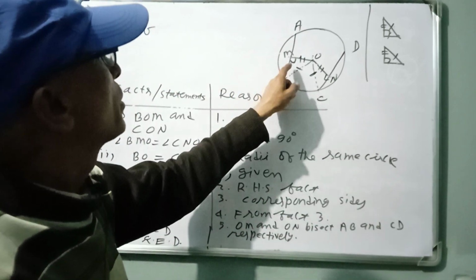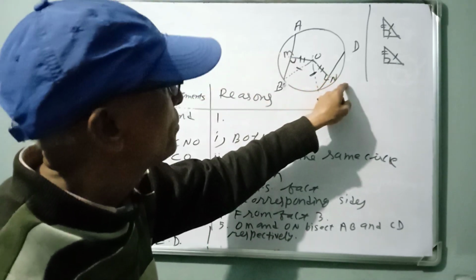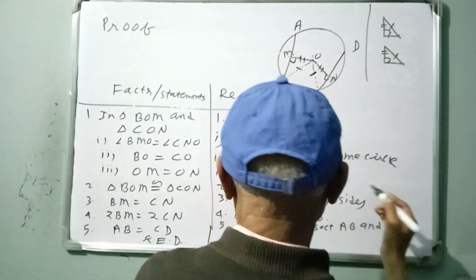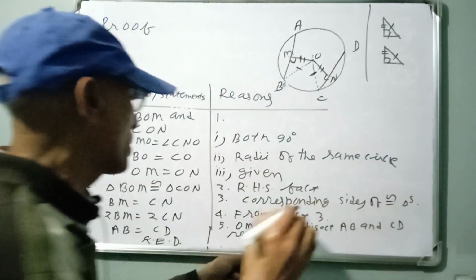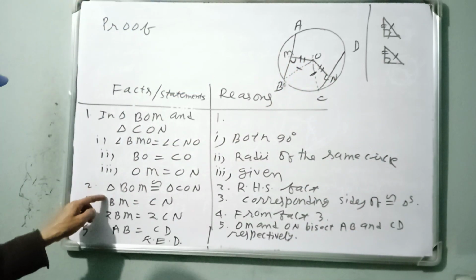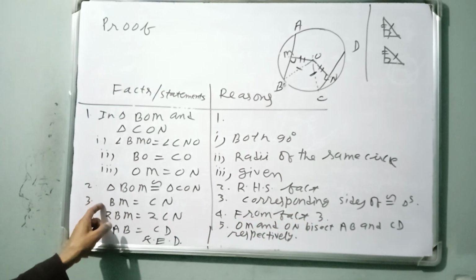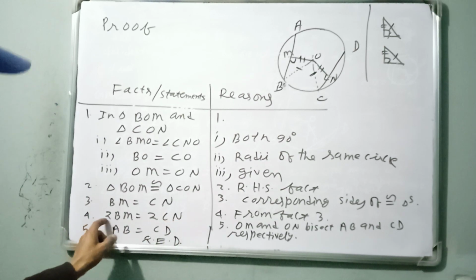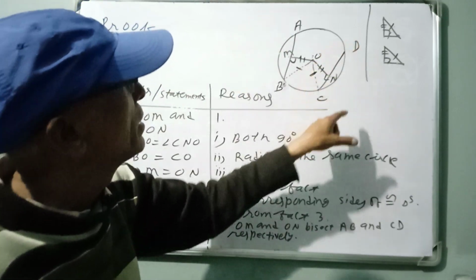After showing the two triangles are congruent, BM equals CN. Corresponding sides of the congruent triangles. Fact number 2: BM, multiply by 2. From fact 3, multiply fact 3 by 2. Twice BM equals twice CN. Twice BM means AB. Twice CN is CD.